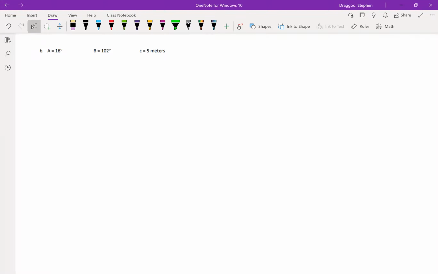In part B, we'll look to do the same. Since I know 2 angles, I'm going to start by looking for my missing angle first. So angle C should be 180 minus 16 minus 102, meaning that C is equal to 62 degrees.